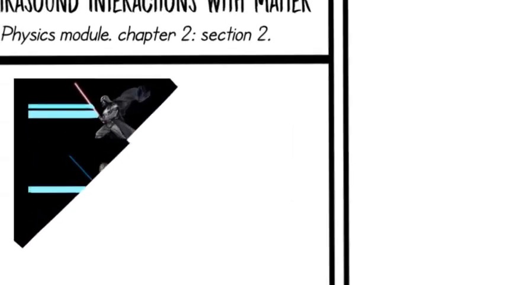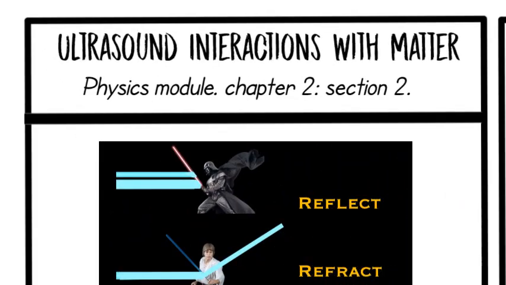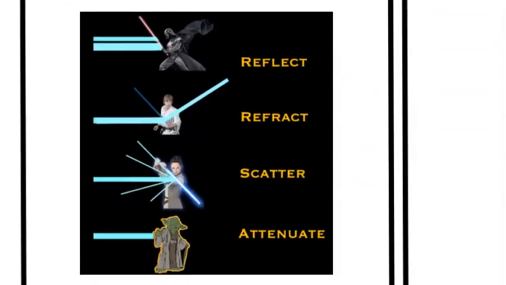Welcome to Module 1, Physics Applied to Diagnostic Imaging. This is Chapter 2, Section 2. Ultrasound Interactions with Matter. When ultrasound strikes a tissue, it can be reflected, refracted, scattered, or attenuated.